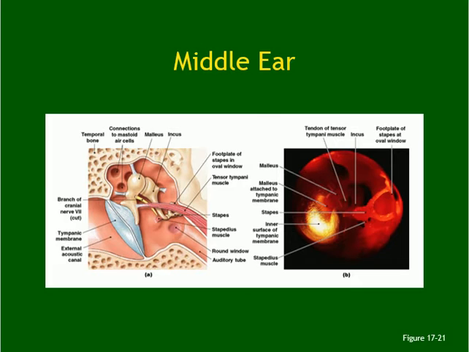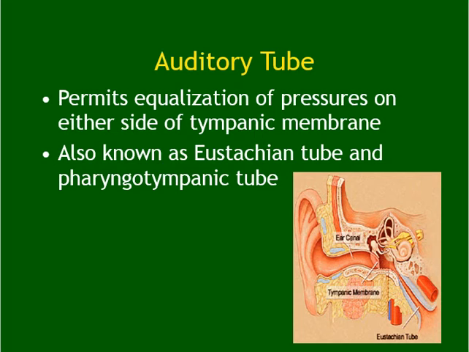These are the three together. So obviously the malleus, being the outer one, is attached to the tympanic membrane. The incus will be the middle one, and then the stapes is the last one. The stapes will end at something called the oval window, and the oval window is the entrance to the inner ear. Here is the auditory tube again.